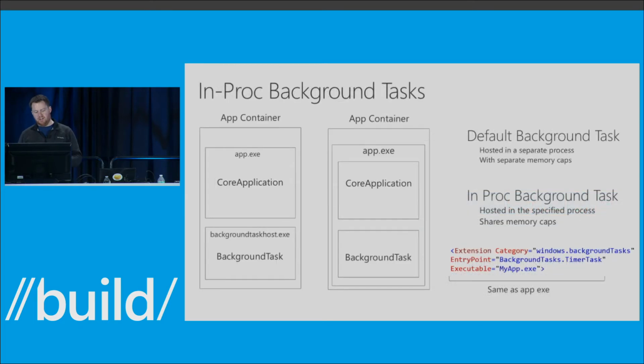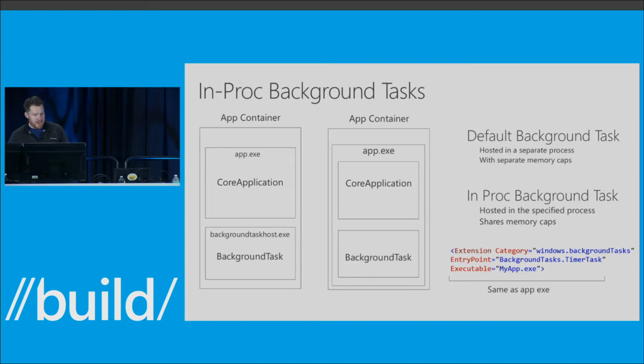Sort of related to resource management and background tasks. This is kind of a complex feature, but it's important to talk about it, is that we've added the ability to host background tasks in process with your foreground. So what does this mean? Well, typically on the left here is how a background task works. It's hosted in a completely separate process from your application. So your application can be running and your background task can be running, and they're in two separate processes, and they never really talk to each other, and their lifetime is not intertwined in any way.